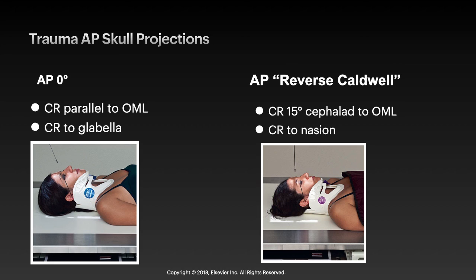Trauma AP skull projections. AP 0 degree, CR parallel to the OML, and CR centered to the glabella. AP reverse Caldwell, CR is 15 degrees cephalad to the OML, and CR enters at the nasion.